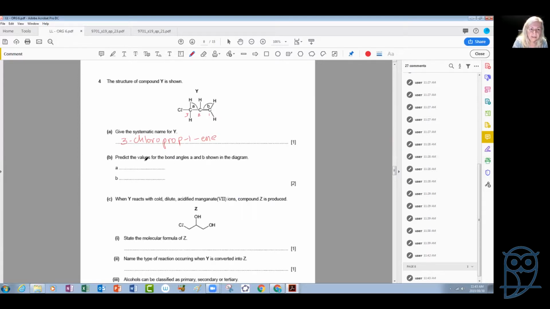Now, predict the values of the bond angles A and B shown in the diagram. Yeah, the bond angles actually. There is a chapter in the book about the organic molecules, bonds in organic molecules, and it's on page, which page is that? Page 193 and 194 in the book. Anyway, if we take this section, this first carbon first, where we have to decide on how many degrees is this angle A.